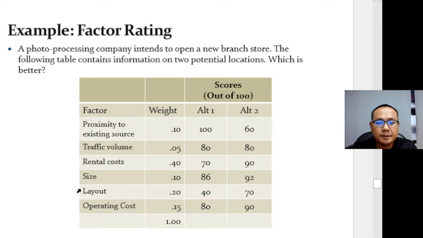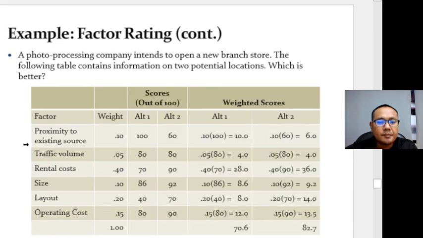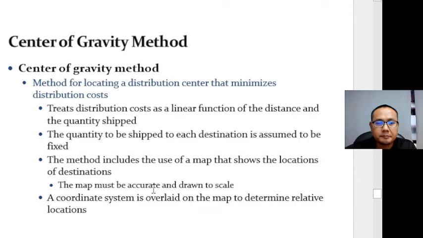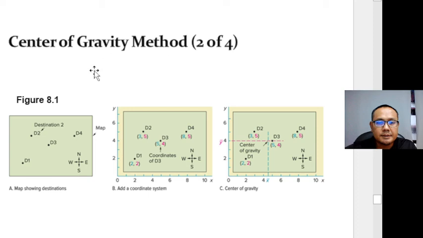There are a few variables that can influence the decision making for location, and they put a few factor ratings. The center of gravity method can also be used to make the right decision in terms of location. Okay, center of gravity method. This figure shows us the application of the center of gravity method.